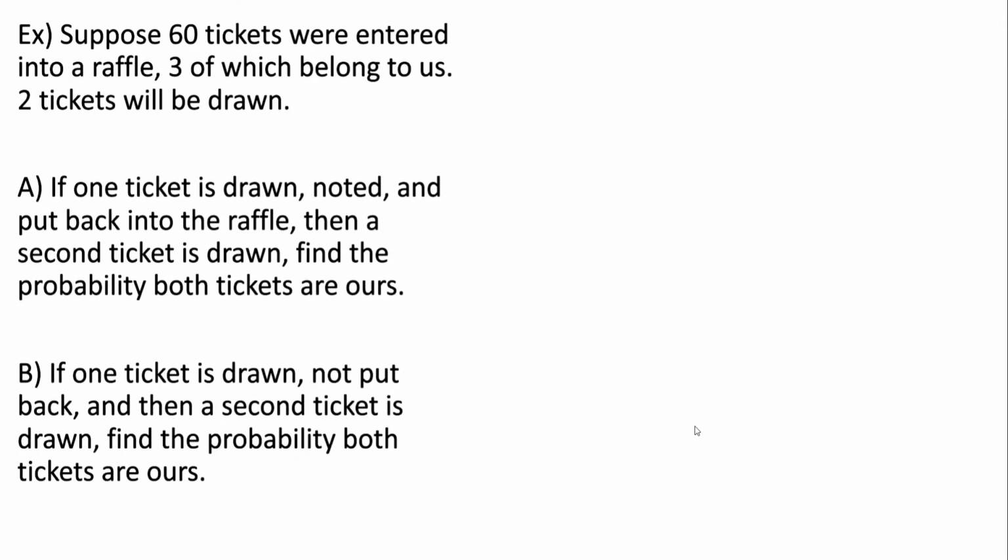So we'll look at our first example now. Suppose 60 tickets were entered into a raffle, 3 of which belong to us. 2 tickets will be drawn. A is asking: if 1 ticket is drawn, noted, and put back into the raffle, then a second ticket is drawn, find the probability that both tickets are ours. So this would be an example of something with replacement, or independent events. But first we'll define the events we're talking about.